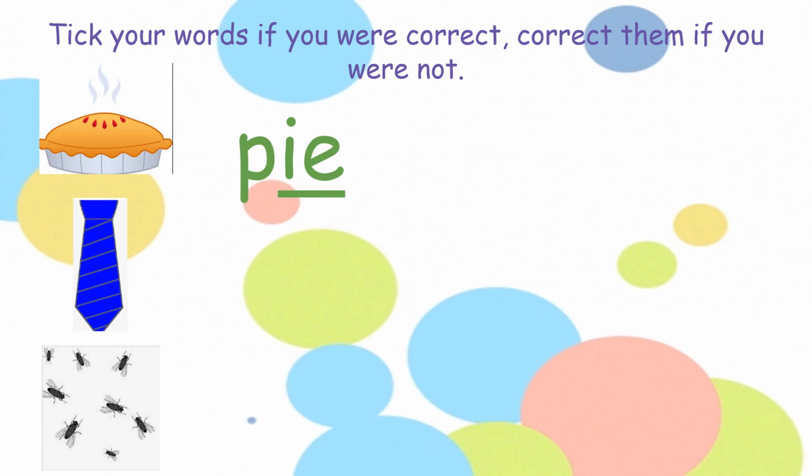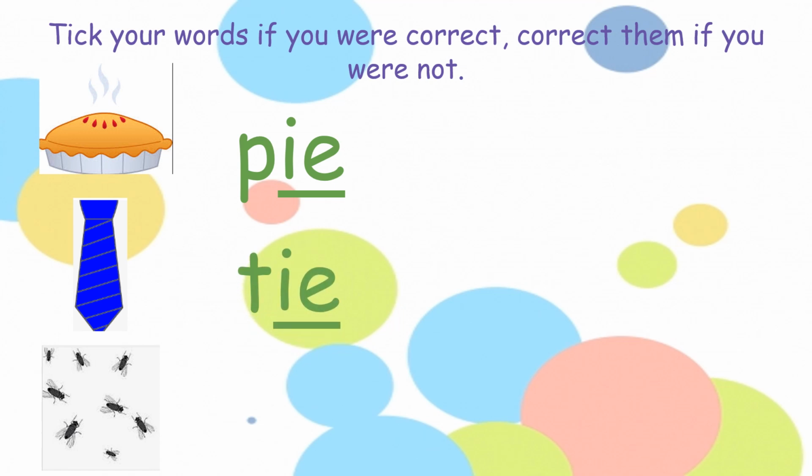Our second word, we had a picture of a tie. How many sounds are in tie? Fantastic, 2 sounds. So put up your 2 spelling fingers. Let's say our word, tie. And now let's pinch our sounds. T-I, tie.